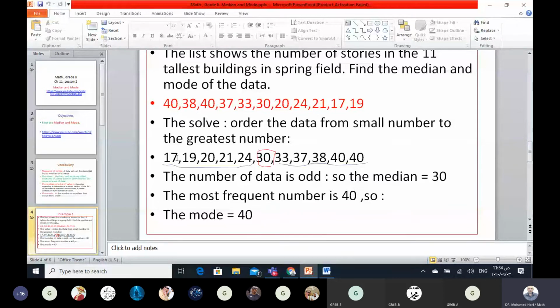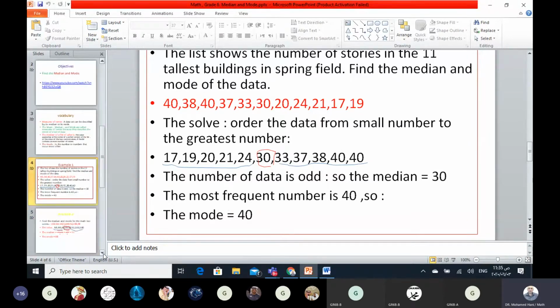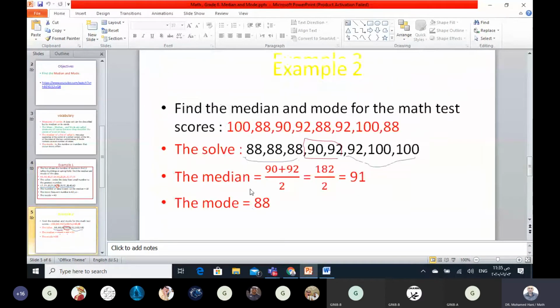17 we have 1 time, 19 1 time, 20 1 time, 21 1 time, 24 also, 30 also. But here, as you see, 40 is repeated 2 times. So 40 is the most frequent number. So the mode equals what? The mode equals 40. The second example here, we have this data and we want to find the median and the mode.